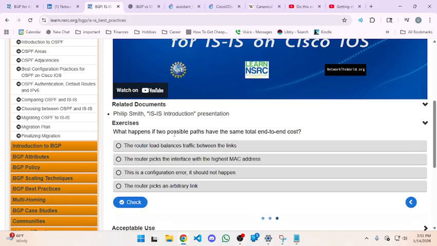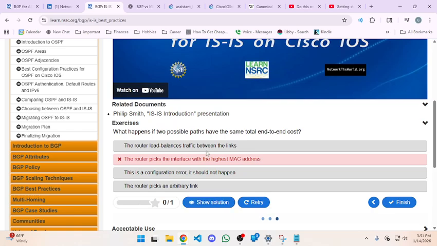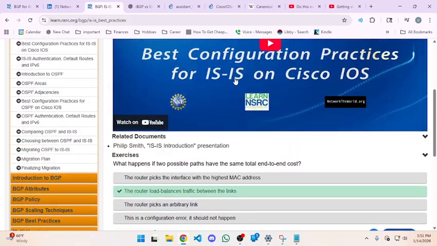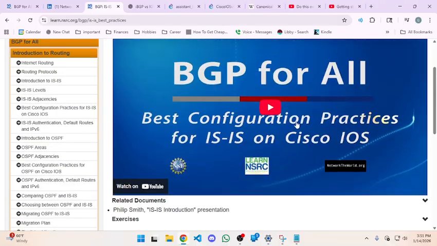What happens if two possible paths have the same total end-to-end cost? So the router load balances traffic between links. The router picks the interface with the highest MAC. Definitely not C. This is a configuration error that should not happen. The router picks an arbitrary link. I think it goes with the highest MAC. Let's see. Nope. Then I think it load balances. Yep, it load balances. So this is probably worth watching. There you go. Let's watch it because I got that one wrong.